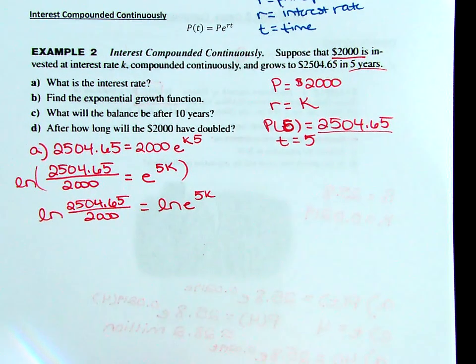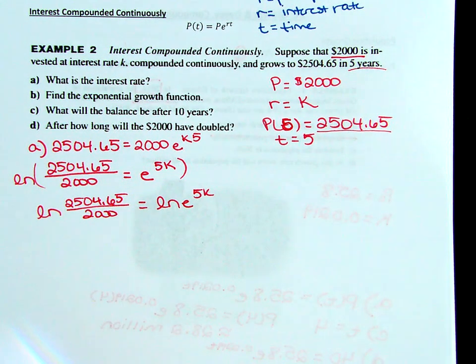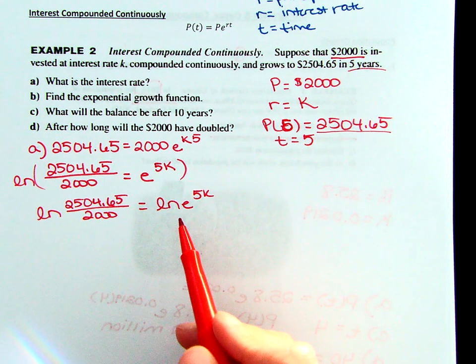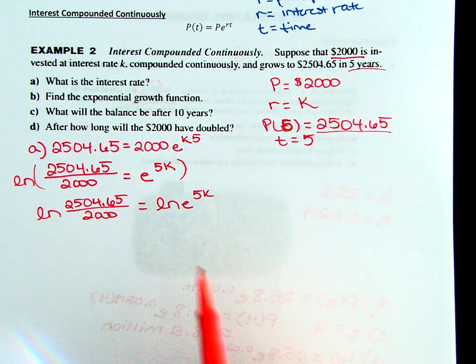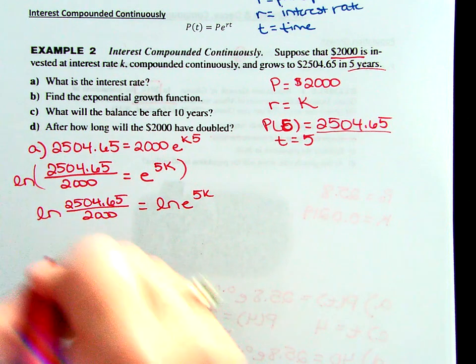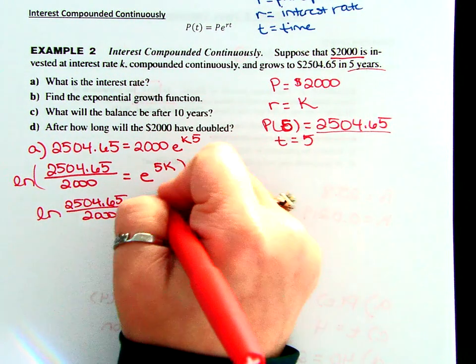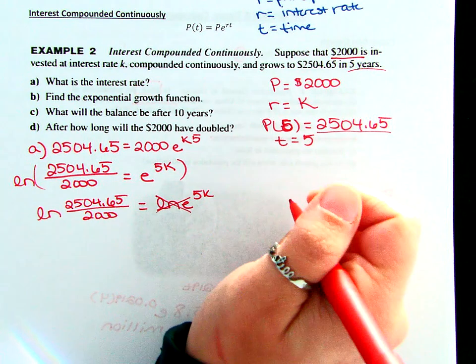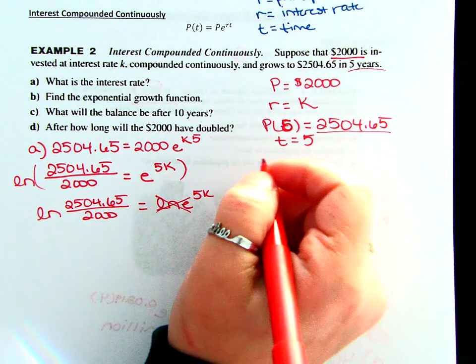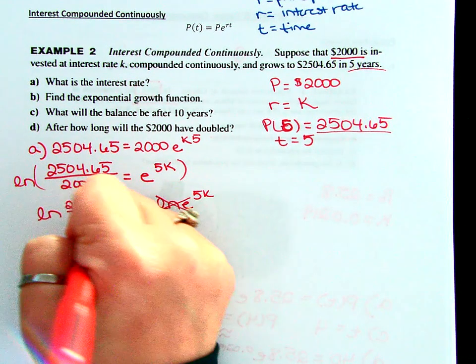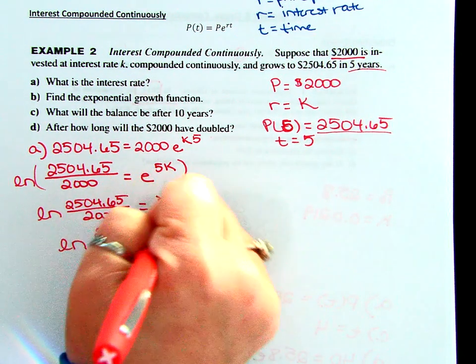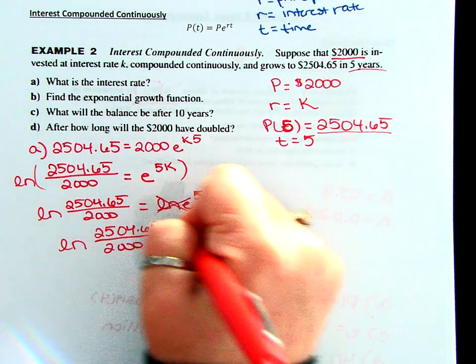As you get more comfortable with this, if you don't want to write ln e to the 5k because you know it's going to cancel out and you just want to write 5k over there, you totally can. It's not a big deal. If not, you can think about that cancels, or you can apply the power rule and then cancel it however it works best in your brain. Either way, it's going to come down to 2504.65 divided by 2,000 equals 5k.